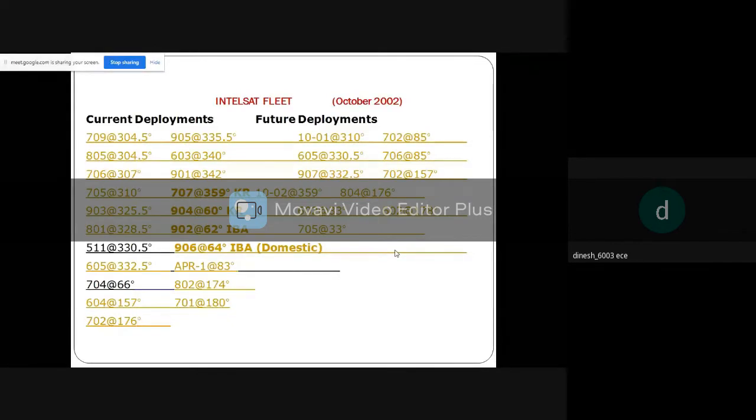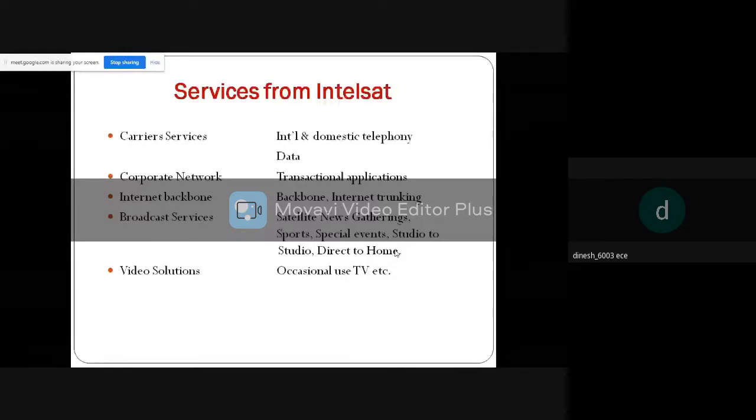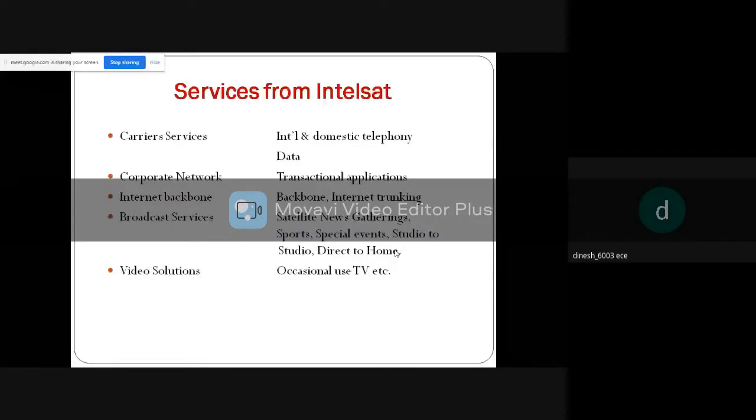So what are the services from this Intelsat? It is carrier services, internet backbone, broadcast services, video solutions. The carrier services were provided by international and domestic telephony data, whereas the corporate network service was done for transactional applications. The internet backbone is for all internet trunking and all internet services, whereas the broadcast services like satellite news gathering, sports, special events, studio to studio, direct to home are all examples of broadcast satellite services. Video solutions, occasional usage of television system, is an example of that service.